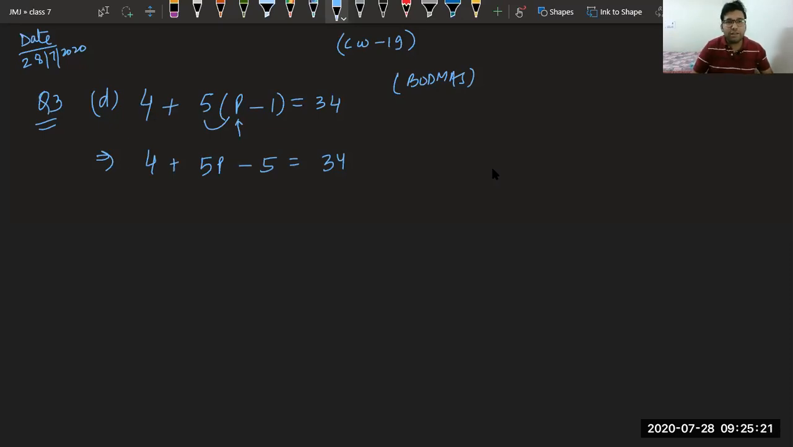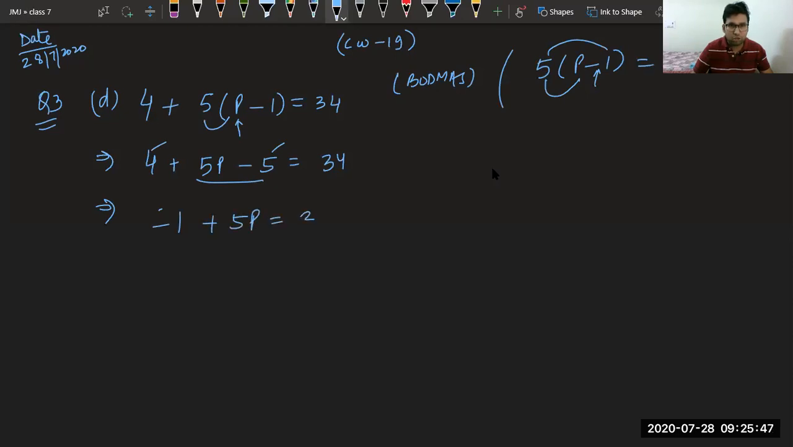Now, what I have done is I have opened this bracket 5P minus 1, which is very simple. 5 into P is 5P. Then we have minus sign. It will come 5 ones are 5. That is why I got this. Till this point, I think it is clear to everyone. Now we will solve these two. 4 minus 5 is minus 1 plus 5P equal to 34.